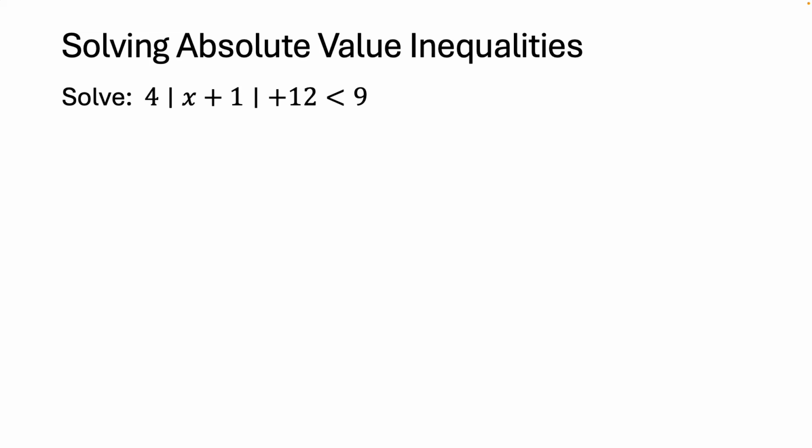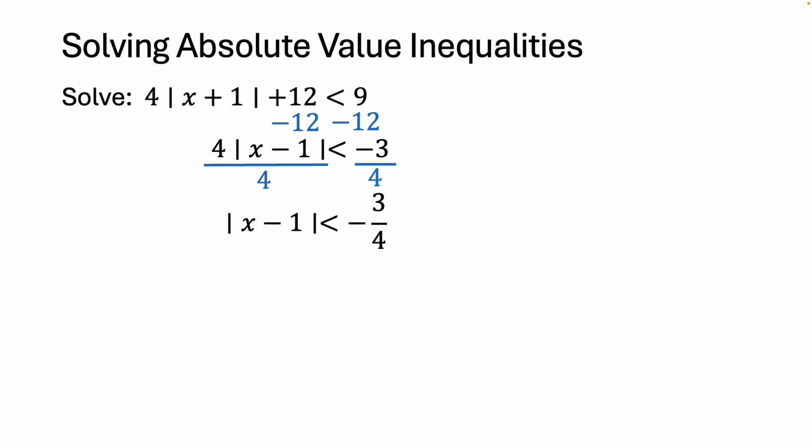In our next example, we'll solve the inequality 4 times the absolute value of the quantity x plus 1 plus 12 is less than 9. Let's start by isolating the absolute value. So the first thing we need to do is subtract 12 from both sides. This would leave us with 4 times the absolute value of the quantity x minus 1 is less than -3. The next step is to divide both sides by 4. This leaves us with the absolute value of the quantity x minus 1 is less than -3/4.